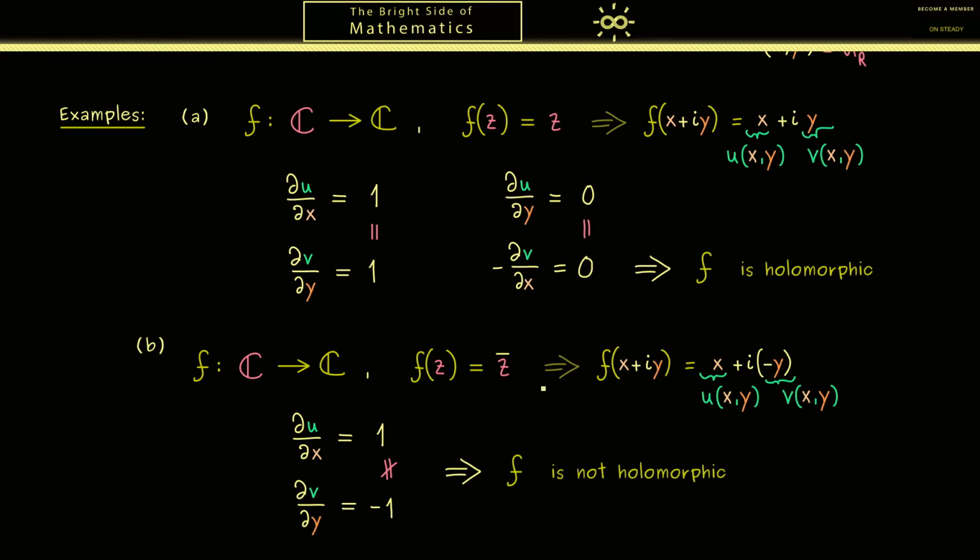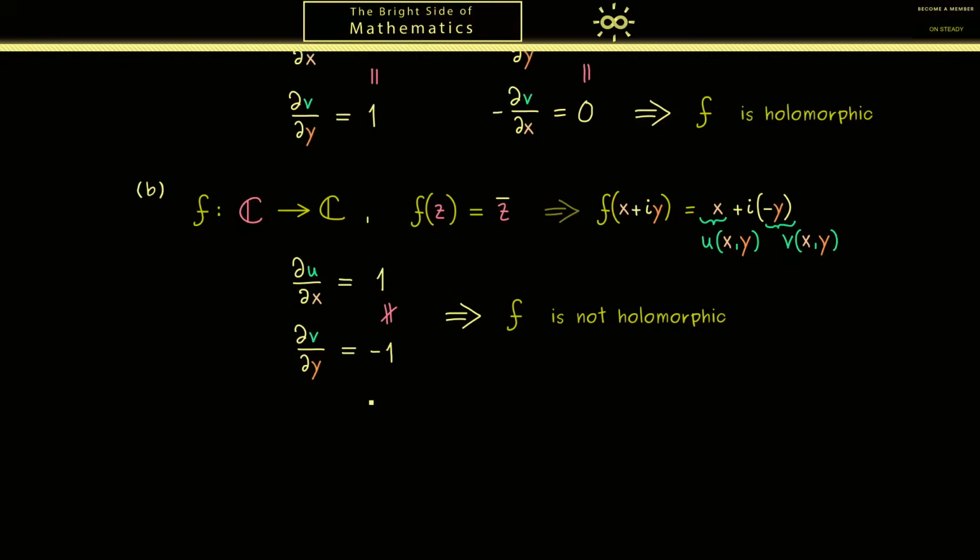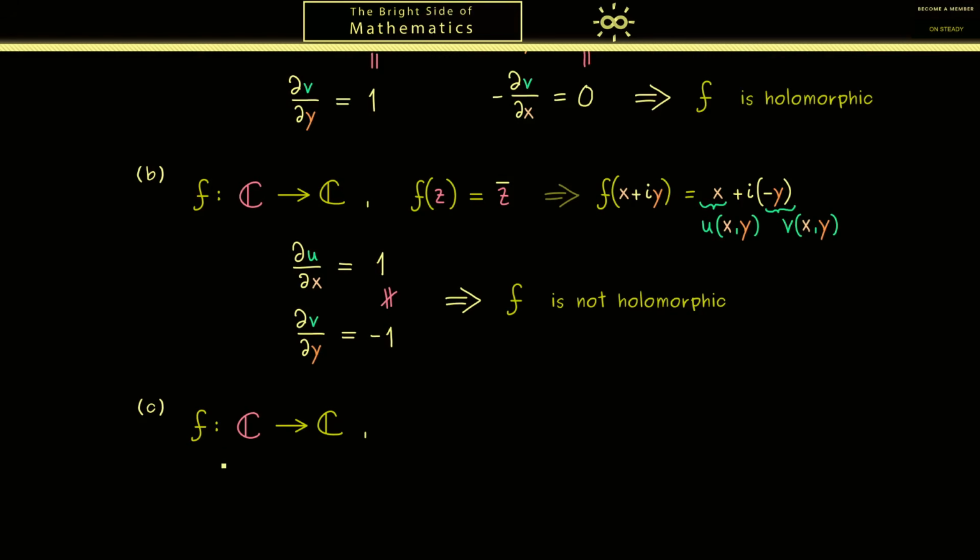However, maybe we should also look at a more complicated example. So let's take another complex function f. And now I want to look at it as z squared plus iz. To be honest, you already know that this is a holomorphic function, because it's a complex polynomial. Indeed, we already know how to calculate the complex derivative for such a complex polynomial. Here it should be 2 times z plus i. Still, it's very helpful to check it with the Cauchy-Riemann equations.